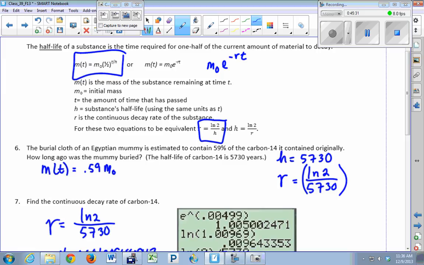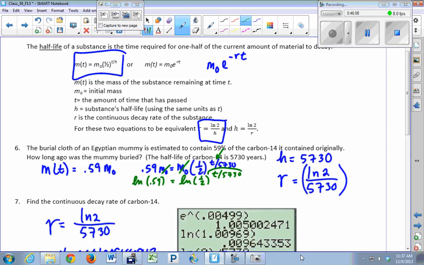Right, so when you now fill in this equation, it looks like this: 0.59 m sub naught equals m sub naught times 1/2 to the t divided by 5730. So you're trying to solve for t, folks. You're trying to solve for that value right there. So when you divide both sides by m sub naught, those cancel. So you take the natural log of both sides, 0.59 equals the natural log of 1/2 times t to the 5730.